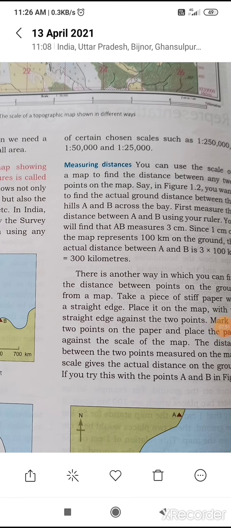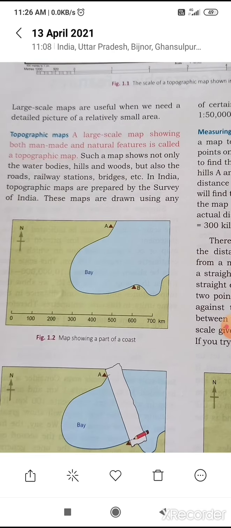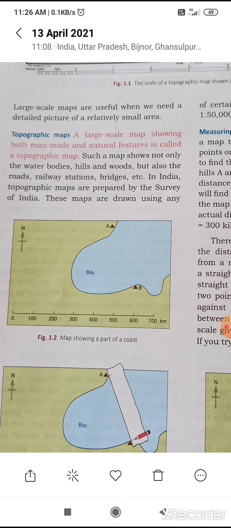Now, measuring distance. If you want to find out the distance from one place to another, how can you find out? For the first figure in your book, suppose you want to find the distance between A and B across the bay. How can you find out? There are different methods by which you can measure it. The first method is by ruler.